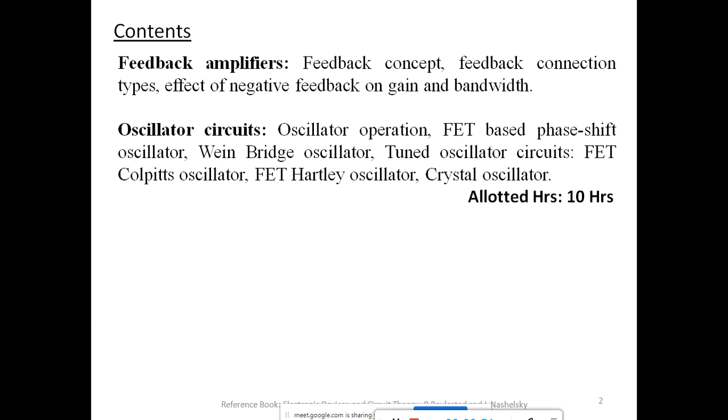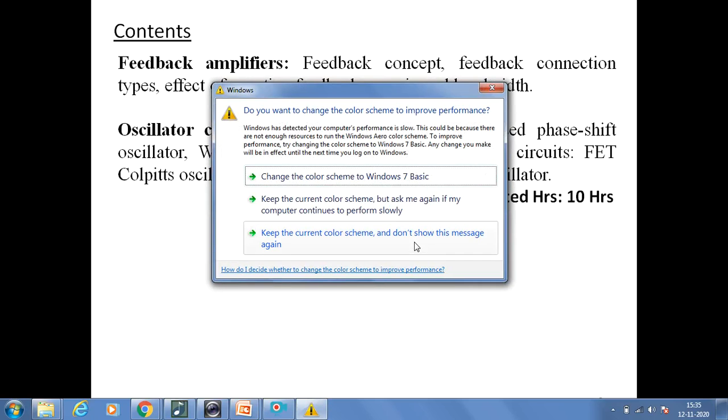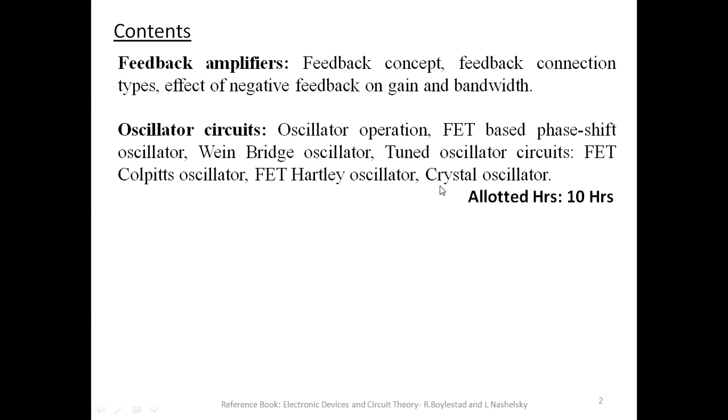Then coming to subsection 2, which is on oscillators. Oscillators are based on positive feedback. So the contents are oscillator operation, FET based phase shift oscillators, Wien bridge oscillators, tuned oscillators. In the tuned oscillator circuits, we will be focusing on two very important types of oscillators. The first one being Colpitts and the second one being Hartley oscillator. Then we will also look at a very popular type of oscillator called crystal oscillator. So these are briefly the contents of your unit 3.